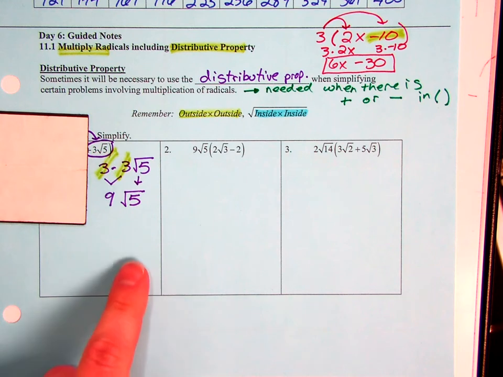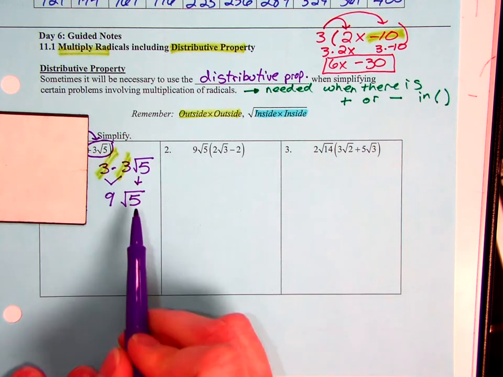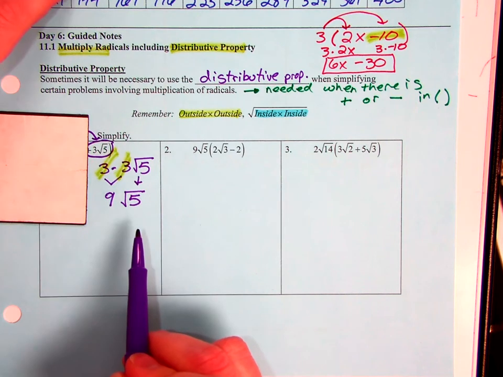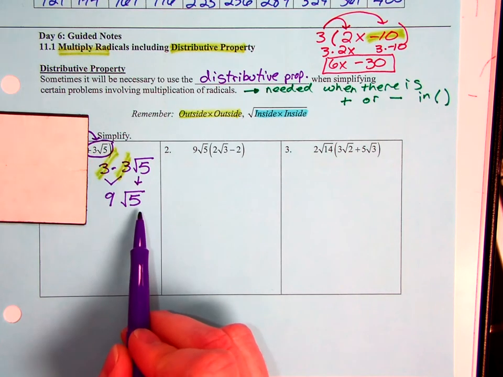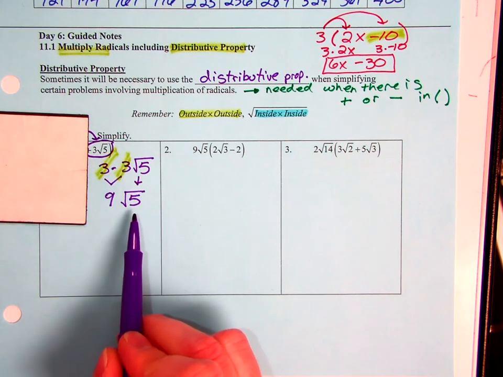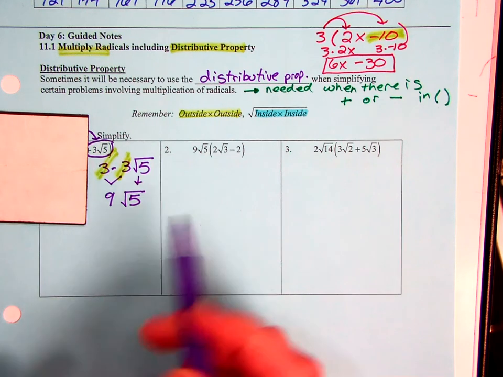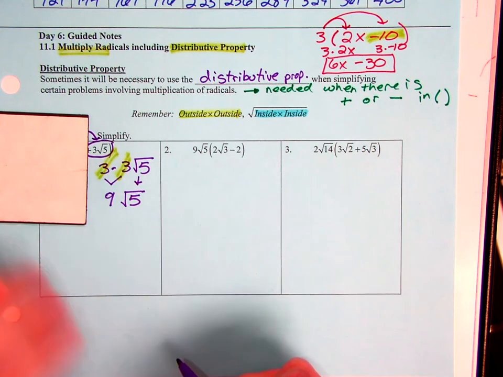At this point, I'm going to need to check and see, can I simplify this at all? Well, there is not, so I look at my perfect squares at the top. The only perfect square smaller than 5 that matters is the 4. 4 does not go into 5 evenly. So we can just leave it because there's no perfect square that goes into it.